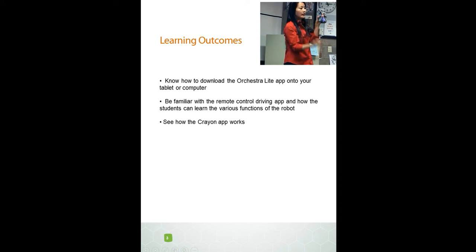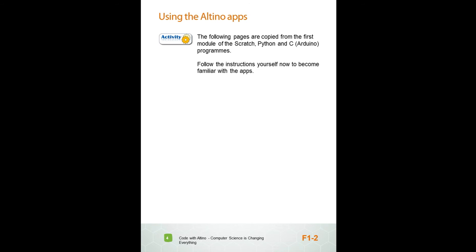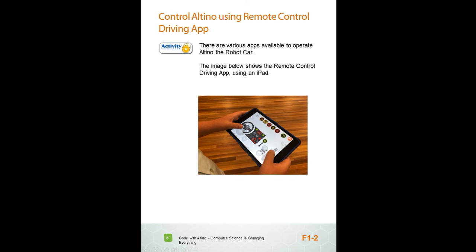So the learning outcomes are, after this, to know how to download the Orchestra Lite app onto your tablet or computer, to be familiar with the remote control driving app and how the students can learn the various functions of the robot, in order to see how the Crayon app works. So the following pages I've copied directly from the first module of Scratch, Python and the C Arduino programs. Follow these instructions yourself now to become familiar with the apps.